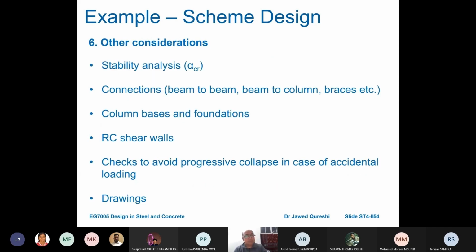And then we have other considerations. We have stability analysis, alpha crit, connections, beam to column, beam to beam, braces, column bases and foundations, RC shear walls, how to avoid progressive collapse in accidental loading, and then drawings.